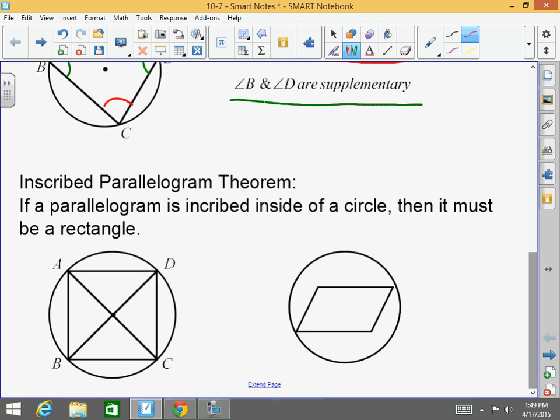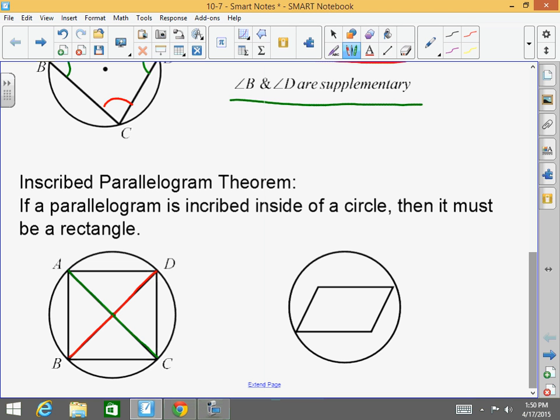However, let's look at the diameters here. BD and AC are diameters. Aren't the diameters of a circle congruent? If we're looking at the parallelogram, if the diameters are congruent, doesn't that mean that now AC is congruent to BD? So doesn't that really mean that the diagonals are also congruent? Aren't the diagonals of a rectangle congruent? Okay, very good.